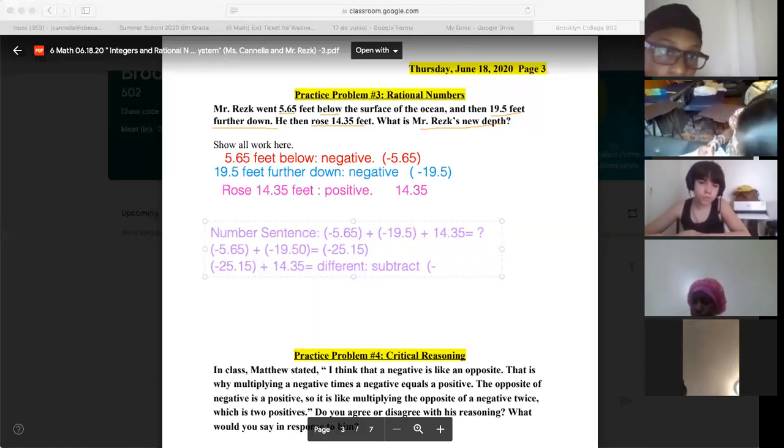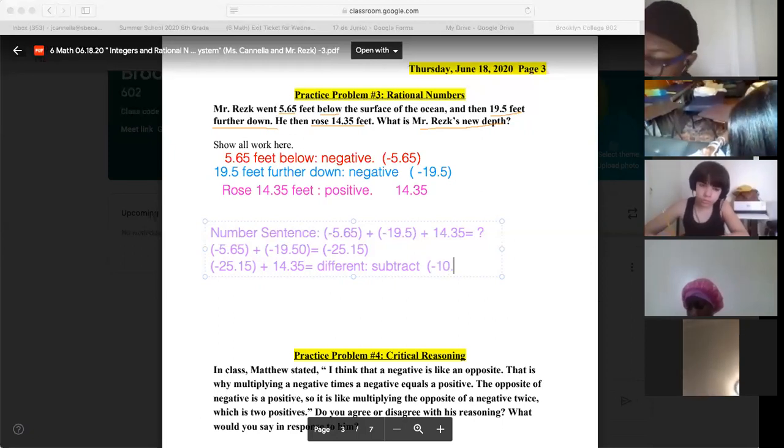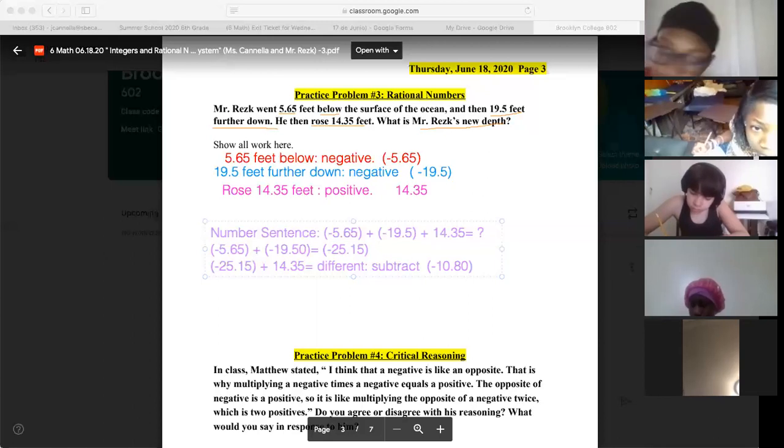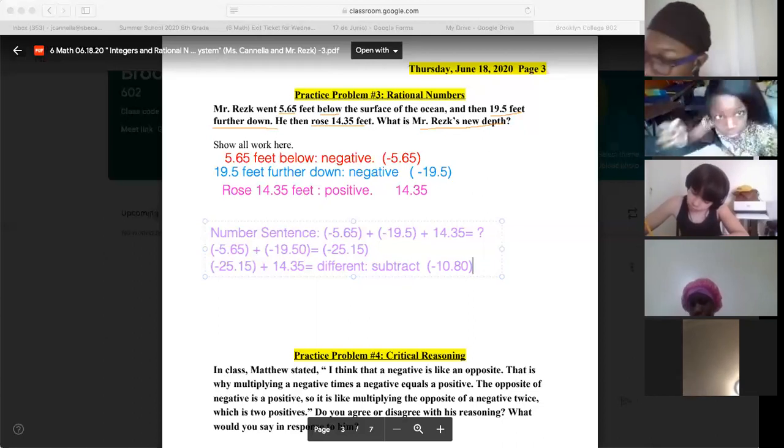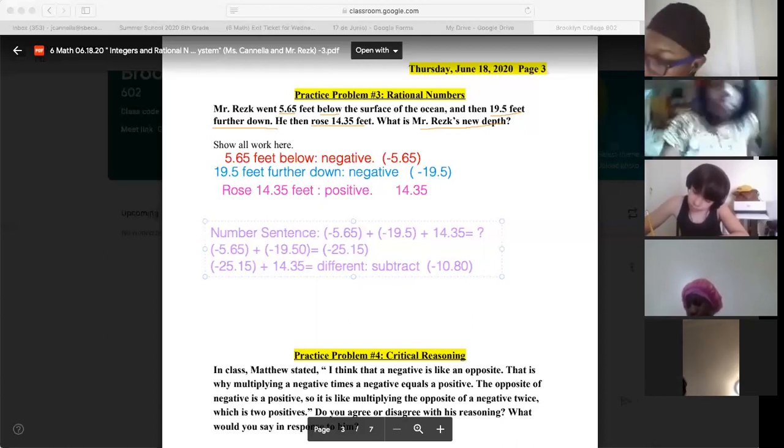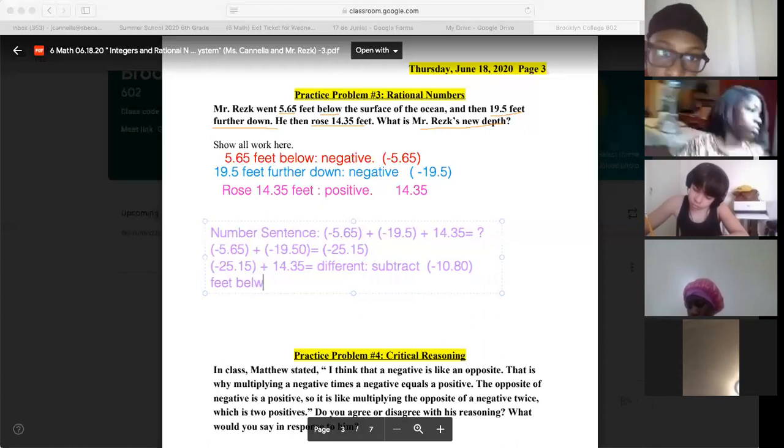So what is 25.15 minus 14.35 equal to? Negative what? Oh, we're subtracting, right? Because the signs are different. You just said it. You said when the signs are different, you subtract and keep the sign of the higher number. Negative 10.80. Okay, feet below.